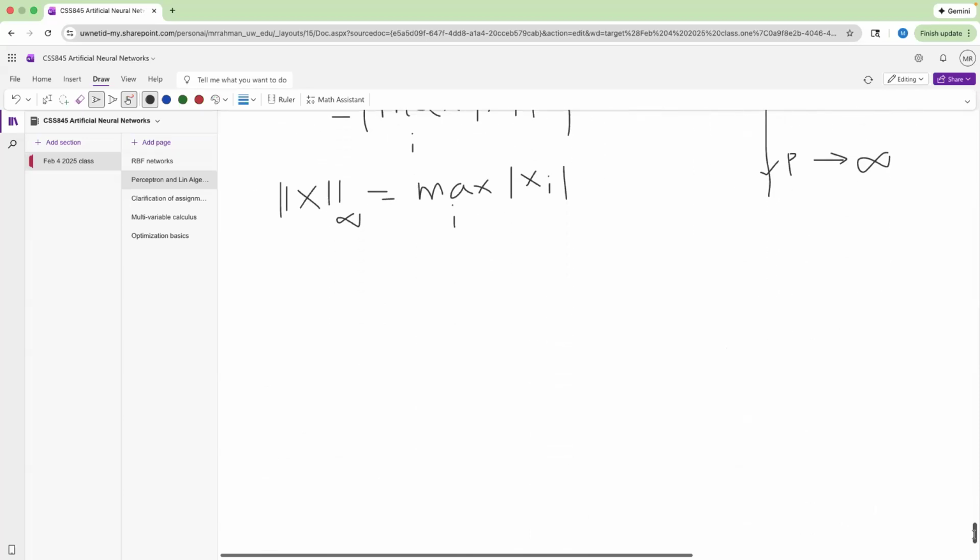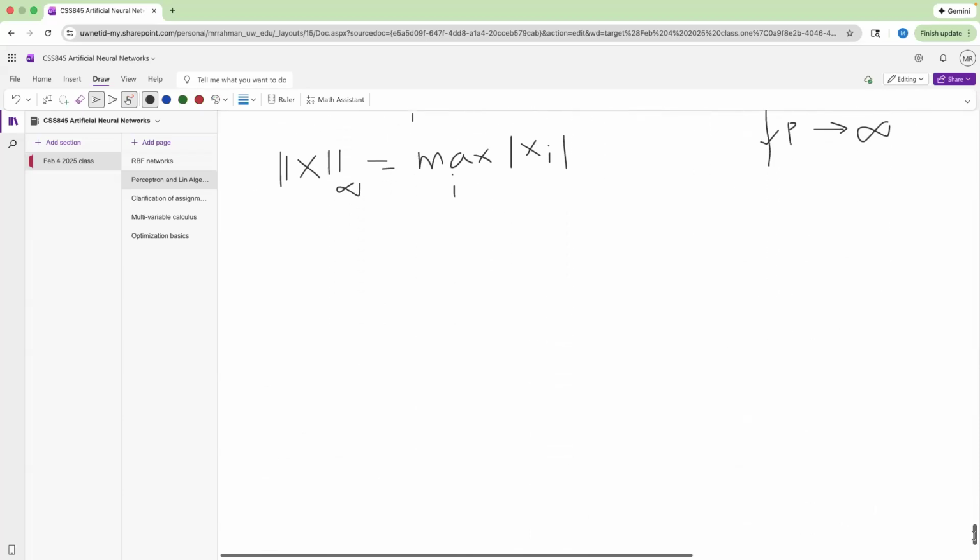So these are very important metrics. These are very important norms in machine learning. What I want to do is draw some pictures related to these norms, and we'll end there. To understand these norms, we usually draw the unit norm balls. Because we're out of time, I'll just draw these and then we'll start from here next class.